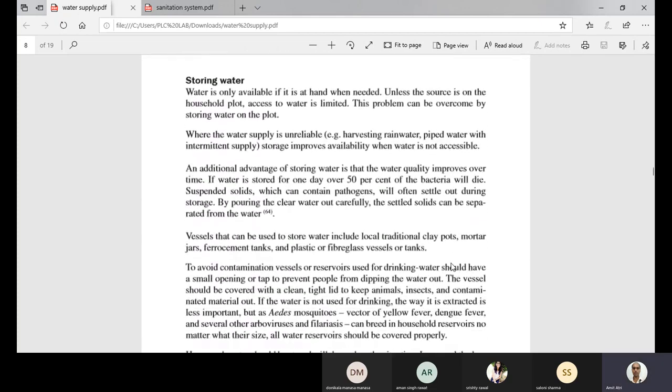Yeah, so storing water. What are the advantages it is giving? It is available at hand when needed. The water is there. If a storing facility is not available, then all of the tasks related to water have to be performed only when the water is available.